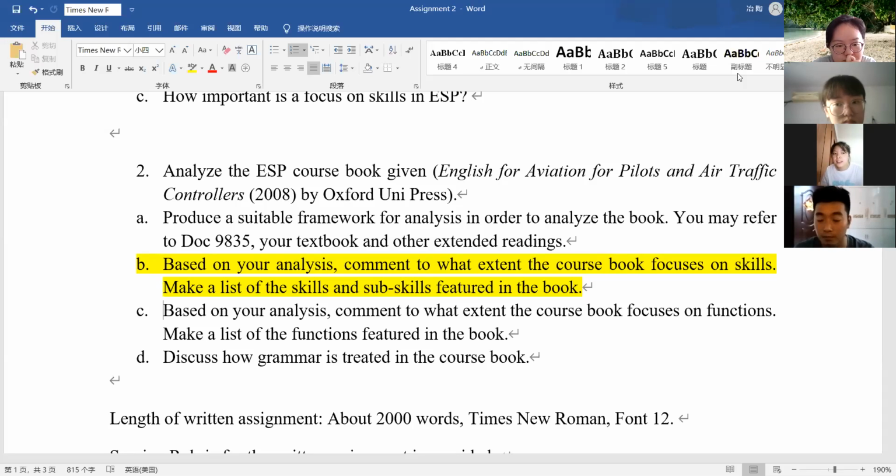Skills improvement is the most important goal. The skills are mainly focused on four traditional aspects: listening, speaking, reading, and writing, and some sub-skills. And I gave some examples.